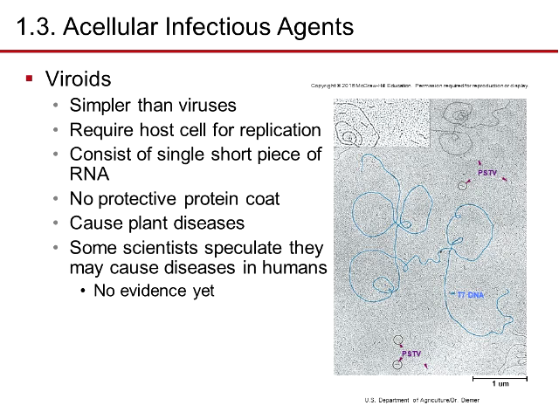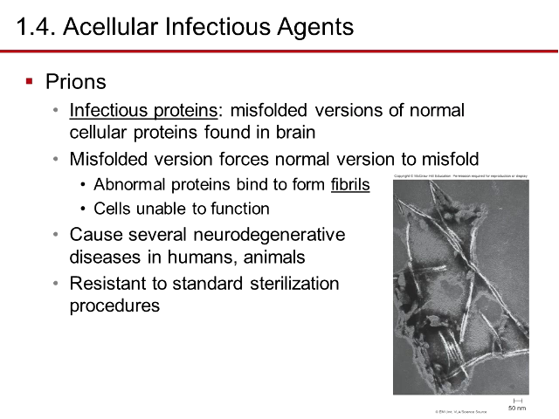Viroids are simpler than viruses. They require the host cell for replication, just like viruses do. They consist of a single short piece of RNA. They have no protective protein coat, and they cause plant disease. So viroids are plant diseases, not human diseases. Some scientists speculate they may cause disease in humans, but no evidence has really been shown of that yet. Again, the scientific methodology has not proven that to be true.